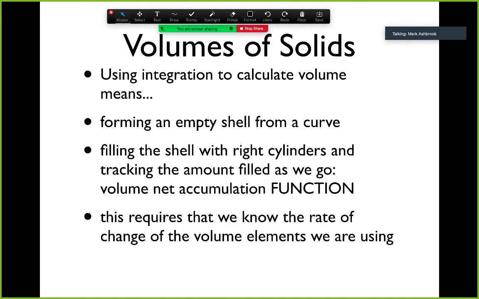That'll be a volume accumulation function. Okay, and so like we've been hammering all semester, if you want to write an accumulation function for a quantity, you need the rate of change of that quantity. So if we can figure out the rate of change of volume for these right cylinders as they're growing in the empty shell, then we can just write down the volume accumulation function because we already have our template, right? We have our base net and total accumulation functions. All we need is the rate of change of whatever quantity we're talking about, and we have the accumulation function.